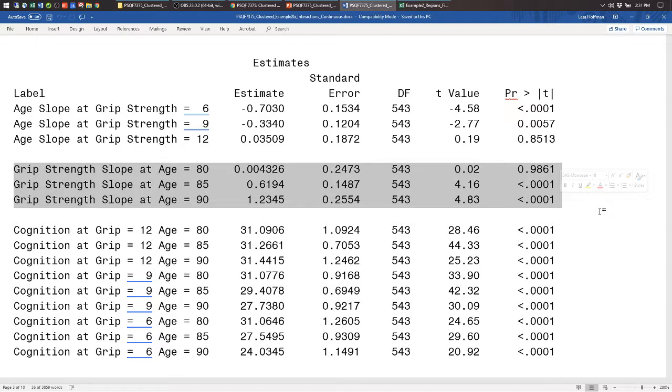So there's a write-up for this in chapter 2 of the book. I try to tie it to the proportion of the sample that's above these cut points. So for most of the sample, there's going to be a positive effect of grip strength because most of the sample is above 82. Question?